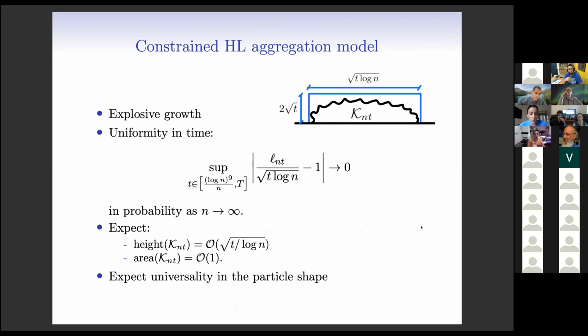Okay, so I was saying we expect that the height should be of order 1 over square root of log n, so that the area of the cluster stays of order 1. And also we expect our result not to depend on the choice of the particle shape. So everything we've done is for a slit particle, so a vertical line segment. But in fact, if you take localized particles like little spheres or maybe half disks, we expect to see the same kind of behavior. The behavior should not depend on this choice.